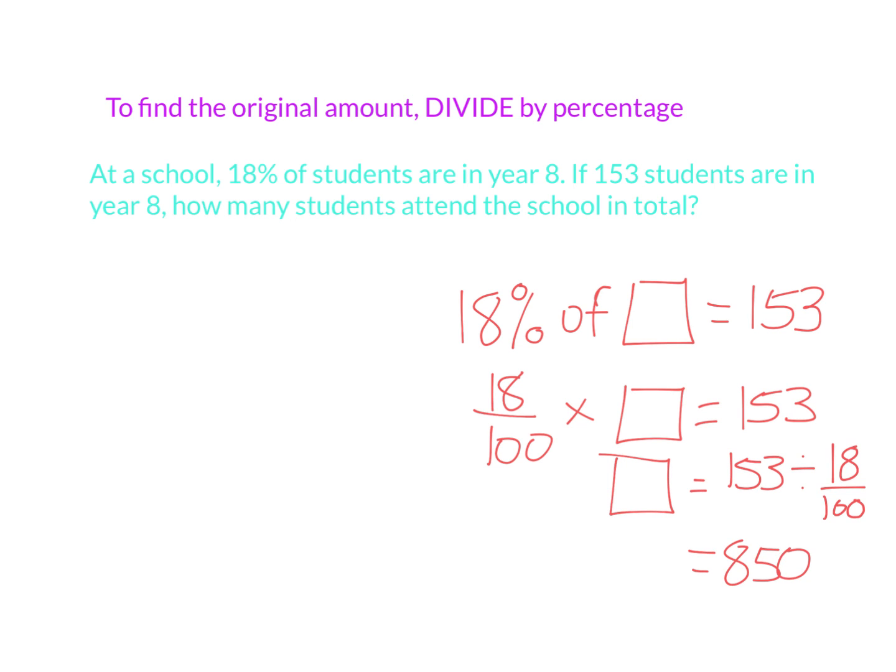What does that mean? So what it means is if you take 18% of 850, you get 153. This is the total number of students at the school. And when you take 18% of the total number of students at the school, you get 153 year 8s. So whenever you're finding the original amount, rather than multiplying, which we did in previous examples, you need to divide. You take the quantity and divide by the percent. That's the quick way to do it.